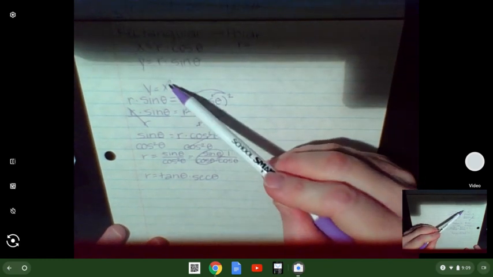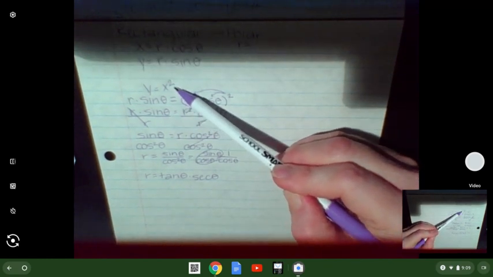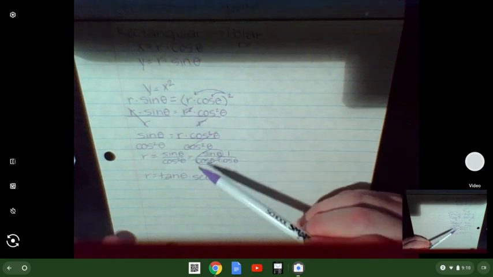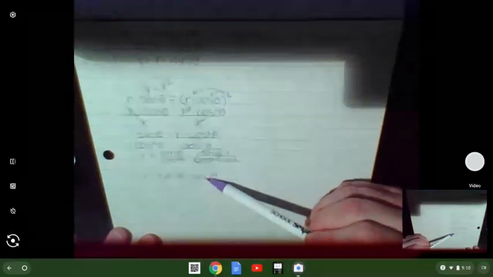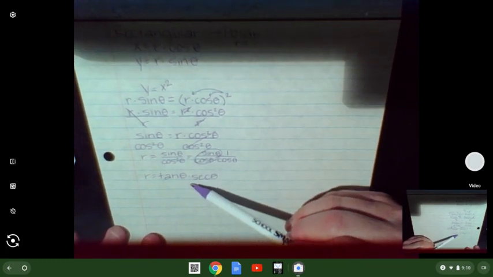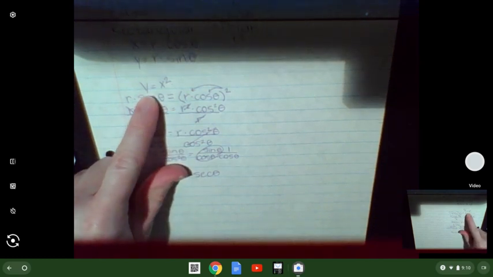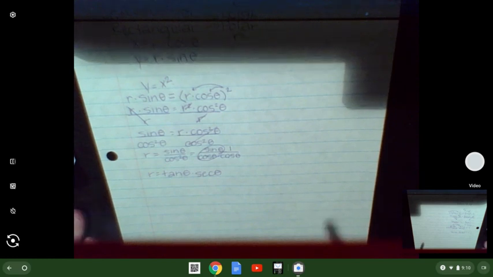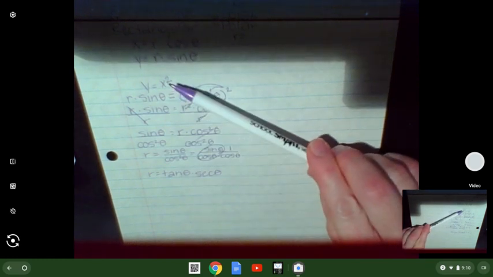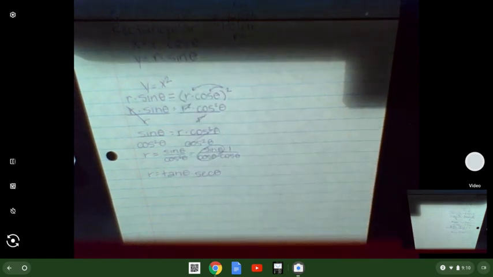So the rectangular equation, y equals x squared, that of a parabola, we all know. In polar form, a parabola would be expressed as r equals tangent of theta times secant of theta. Now, which one again is the easier form to express? By far, y equals x squared. But this just goes to show you that any equation in rectangular form can be expressed in polar form.